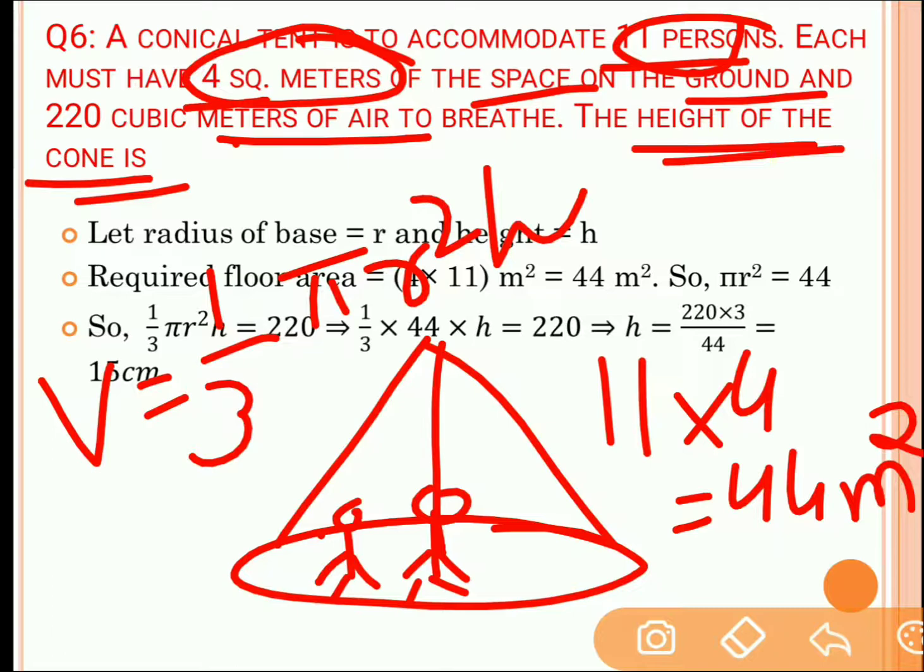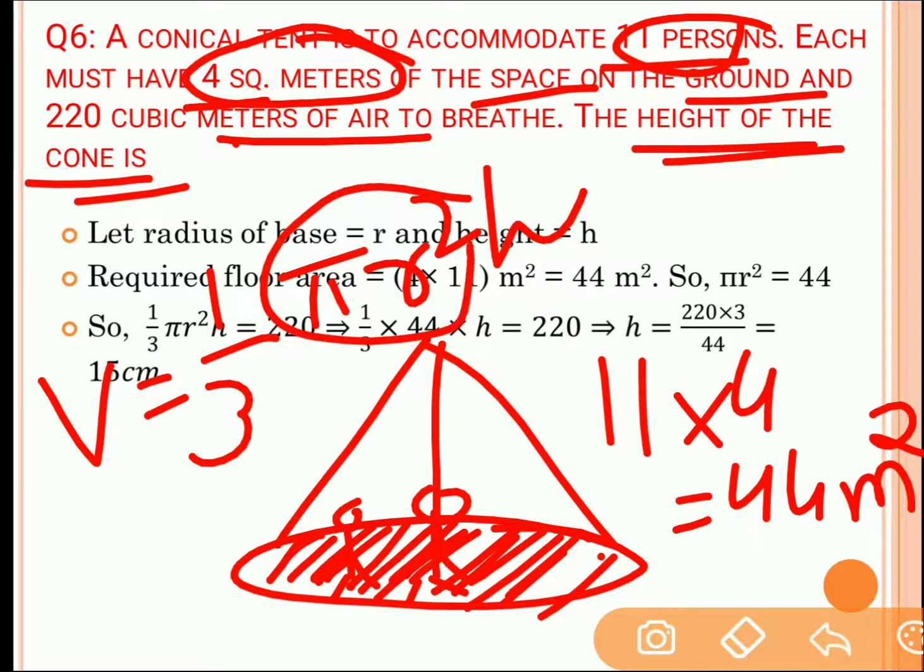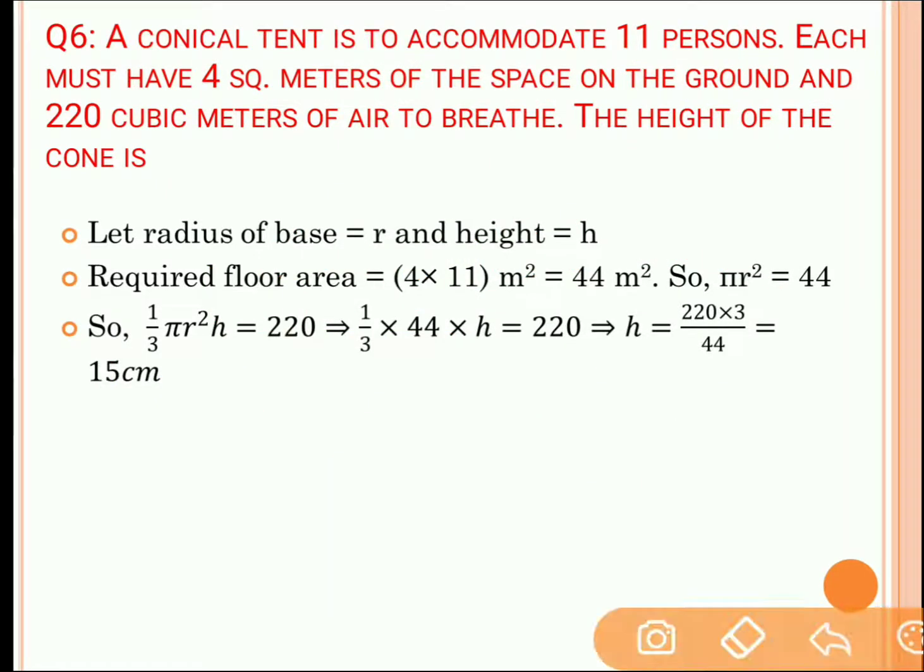Now the area occupied by the 11 persons will be equal to the area of the floor of the conical tent. Now the area of the floor of the conical tent is a circular area. So the area of this circle is pi r square, and this pi r square is given in the form of area which is occupied by the persons. So indirectly this pi r square is given in the question as 44 meter square. So directly we have to take the area as 44 meter square. Also it has been written that each person has 220 cubic meters of air to breathe.